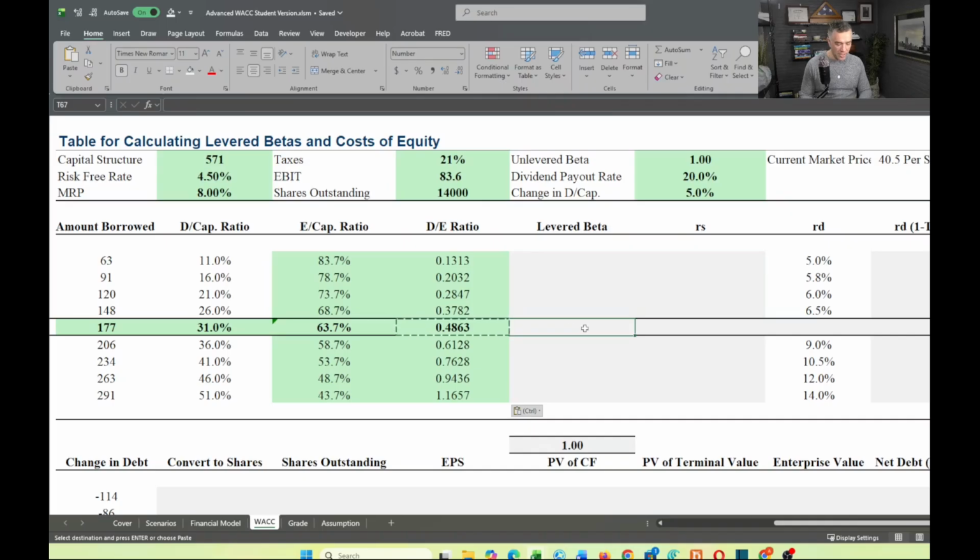Next we want to know, well, what is our levered beta? So this is the Hamada equation. If you want to look it up, I don't have a slide for us to look at.